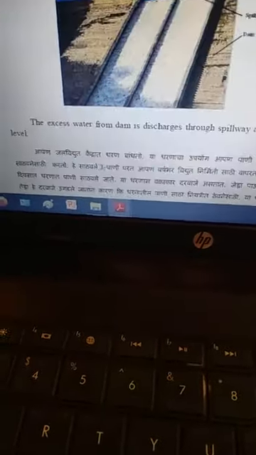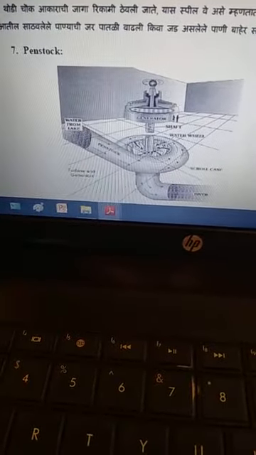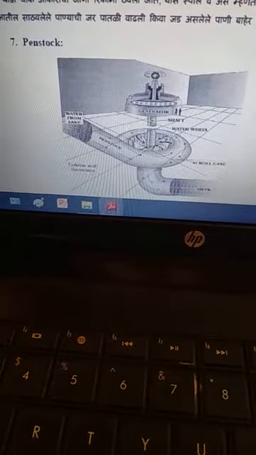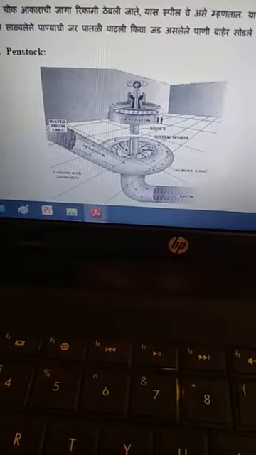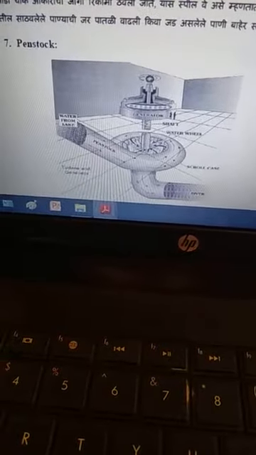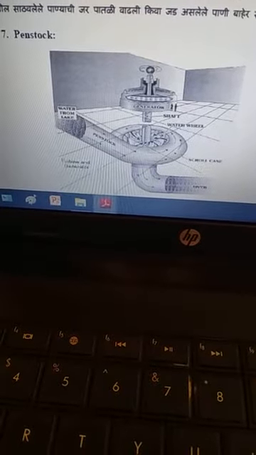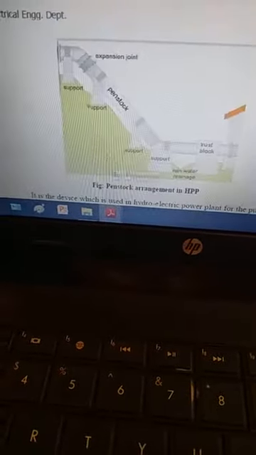Also you can see the penstock. I told you what the function of a penstock is. The penstock is connected with the dam and then connected with the turbine. Its main function is to convert the potential energy of the water conserved in the dam into kinetic energy when it impinges on the turbine. Now let us move on to the next element.